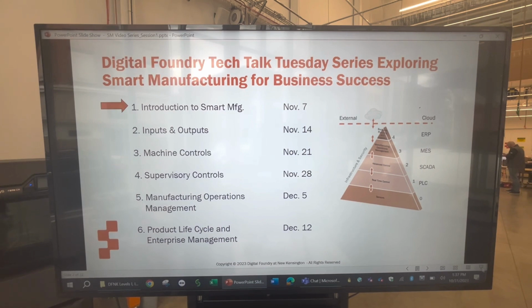Followed by manufacturing operation management, which allows you to look at end-to-end management of your operations for real-time decision making. And finally, closing out with a session on product lifecycle and enterprise management. You'll notice that we are showing the ASI triangle next to that. Many of you may be familiar with this.